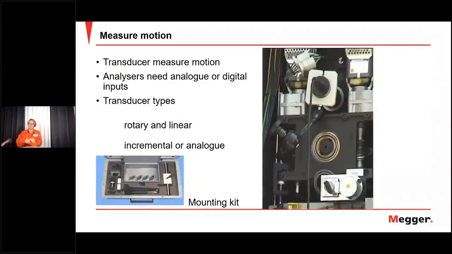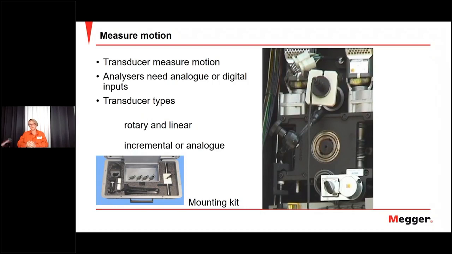Okay, to cover this, to measure more, what should you do? Yeah, we should measure motion. And to do that, you need a transducer and you need analog or digital inputs on the analyzer. The transducer types in general are rotary or linear. You can also have magnetic types and optical ones. Optical is a problem here because the speed is really fast and acceleration is really fast. So I haven't seen any good examples of that. But to measure, you either use these digital incremental types or analog.